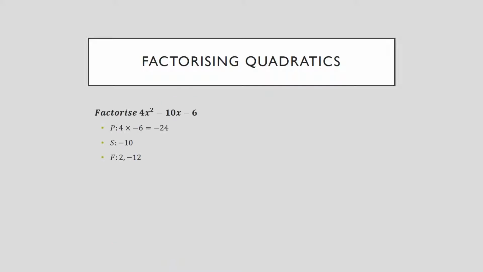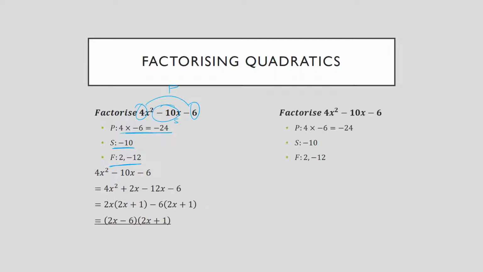We're now going to factorize another one using the same method. We have our product being the multiplication of those two. This sum here is going to be the minus 10. So we had our product is minus 24. Our sum is minus 10. We come up with factors 2 and minus 12. We use those to split up our quadratic and then factorize by parts, and we get that final answer.